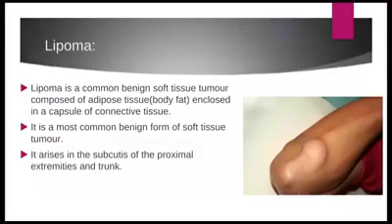It is enclosed in a capsule of connective tissue. This means it is a benign condition. This is the most common benign form of soft tissue tumor. It arises in the subcutis of the proximal extremities and trunk. Here you can see this is the picture of lipoma.